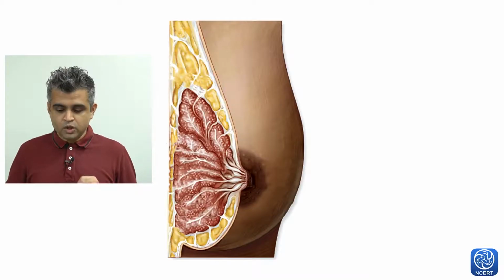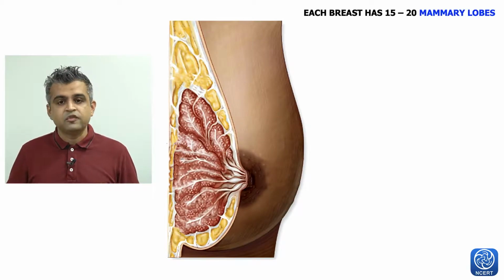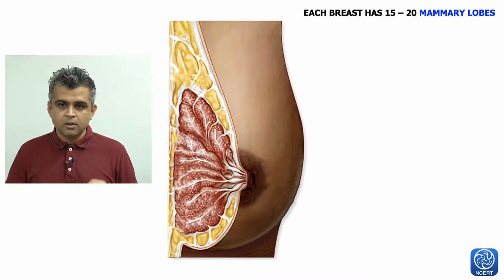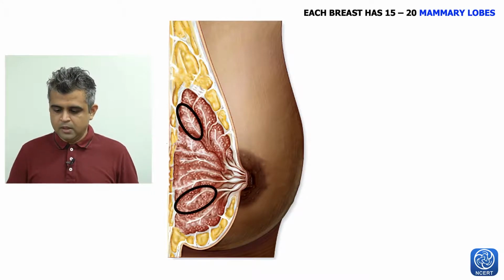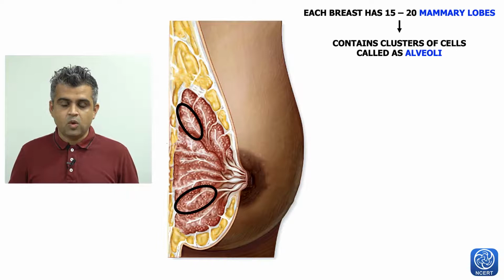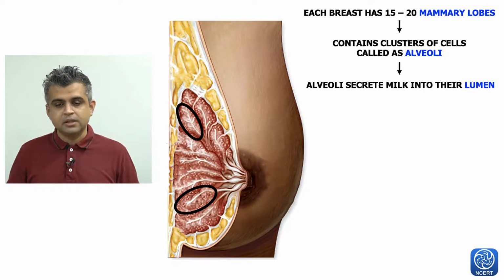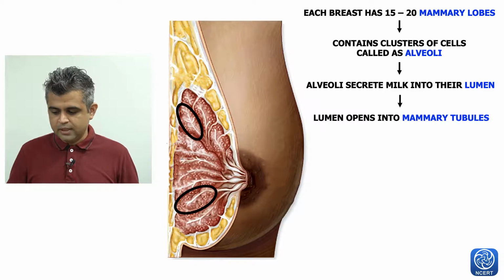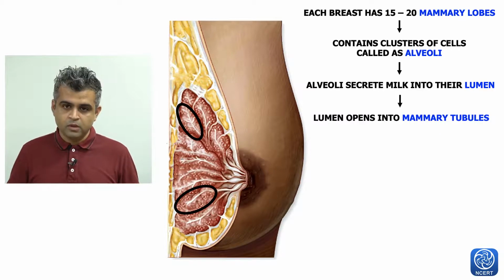So if we were to summarize this as per NCERT, you are going to have 15 to 20 mammary lobes per breast. These ones which we saw before in the magnified section. Each one of them has a cluster of cells called the alveoli. A singular one is called an alveolus, many of them together are called alveoli. These alveoli then secrete their milk into the lumen, and from the lumen they are transferred into the mammary tubules.